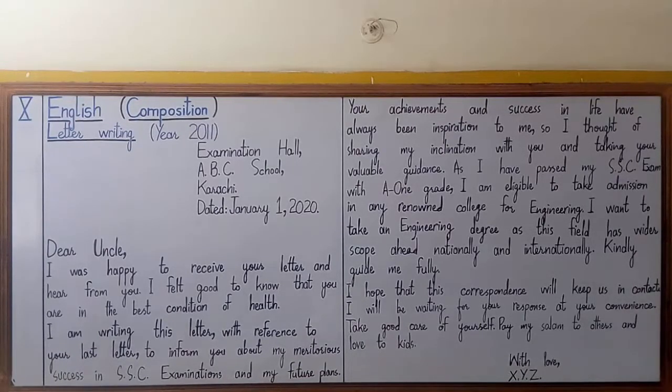Then we have another part, that is closing. And after closing, we skip one line before the ending, then we start ending, and in the end we write name or signature. Mind it, my dear brothers, between date and body we skip one line, and between closing and ending we skip one line. You have to skip one line in between these 2 places, and you have to remember where you have to start a new paragraph. Let's go through this letter writing of year 2011.